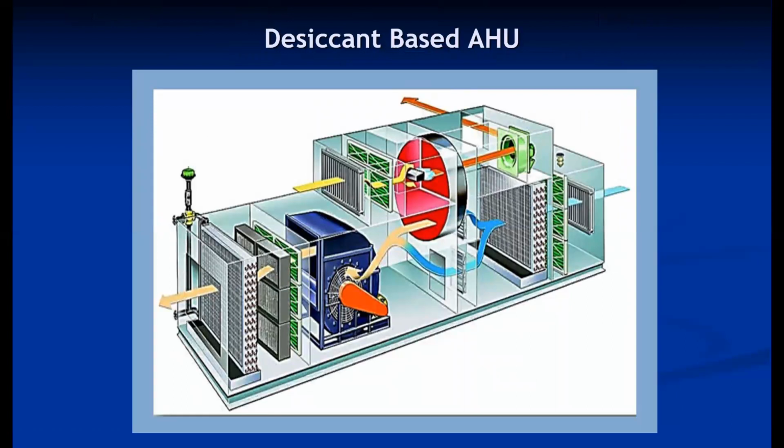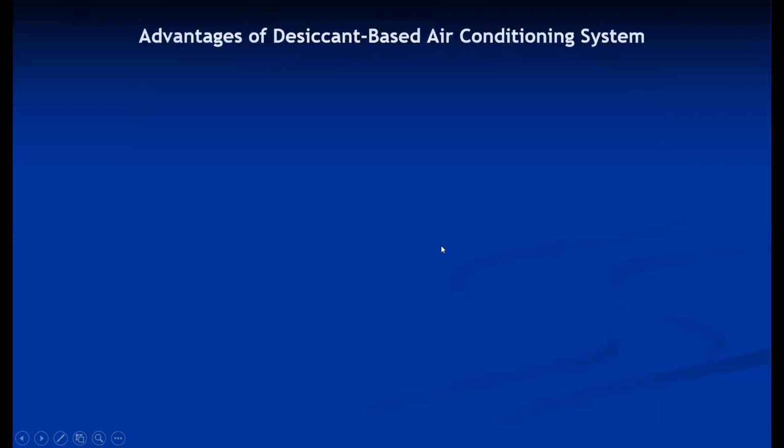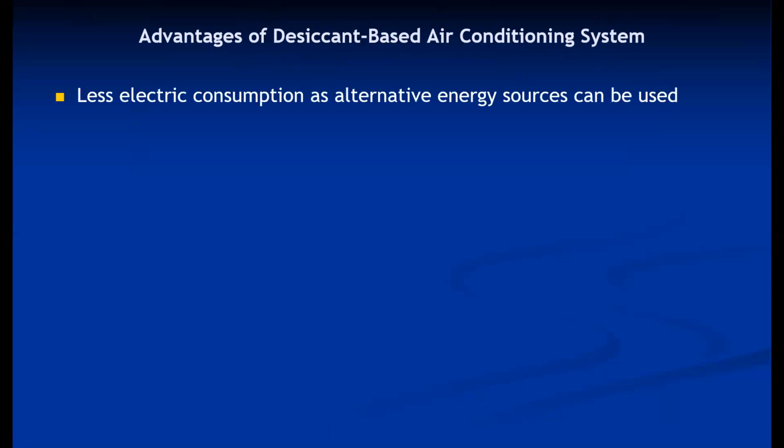So this is a typical model of desiccant based AHU. In the AHU also the desiccant wheel is mounted along with the evaporative or heating coils. So the major advantages of desiccant wheel: the less electric consumption, as alternative energy sources can be used. Along with desiccant wheel, it allows us to use low energy consumption or evaporative coolers as well. So that's why energy consumption can be reduced if we are using alternative energy sources like evaporative coolers.